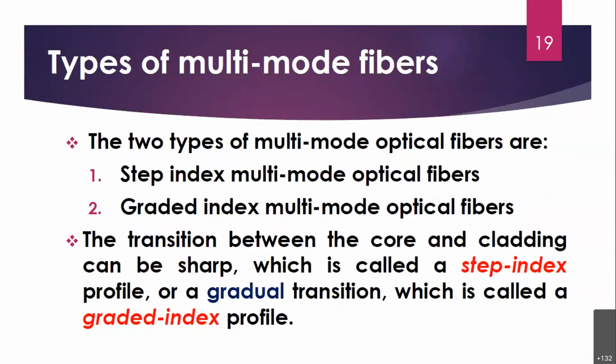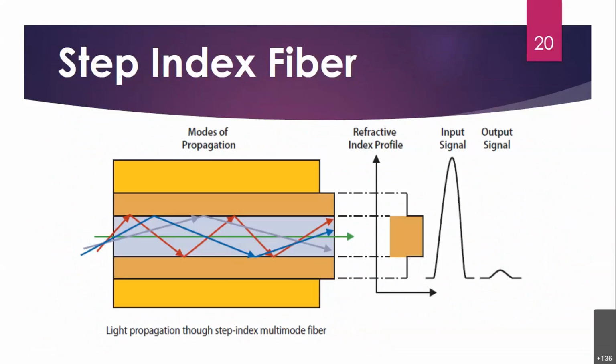So here are the things. If you remember, these are the types of multimode fibers we discussed: step index and graded index. We have seen the differences between these two. For step index, we have also seen the refractive index profile we considered for this fiber, as well as the input signal and the output signal. The differences between these two.